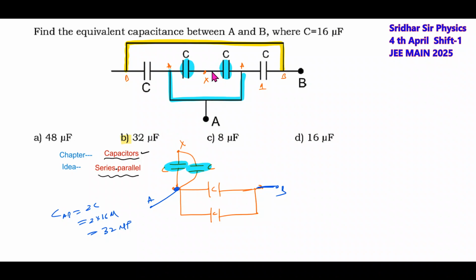Redrawing the circuit. There's a wire, the blue color wire, this one. You have to define the points and connect the capacitors accordingly. Between A and B, this capacitor is there, so A and B one capacitor. Here A and B one capacitor. Between A and X, two capacitors are there. Then series parallel. We'll move to the next question.